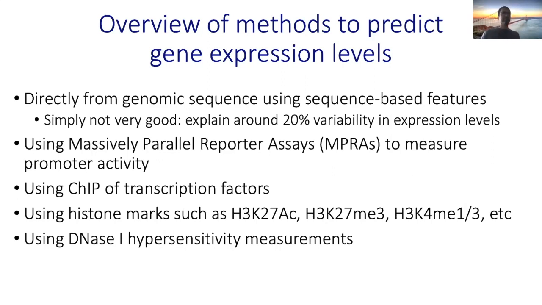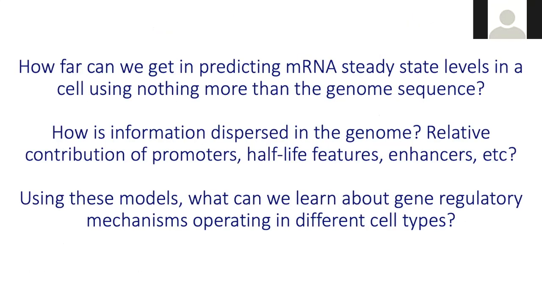So I was interested in taking a deeper dive into the first group of approaches and see if I can make any headway into that problem. The three fundamental questions I was interested in asking in my project were: how far can we get in predicting mRNA steady state levels in a cell using nothing more than genomic sequence? So just from a theoretical perspective, is this problem even feasible, and what is achievable?